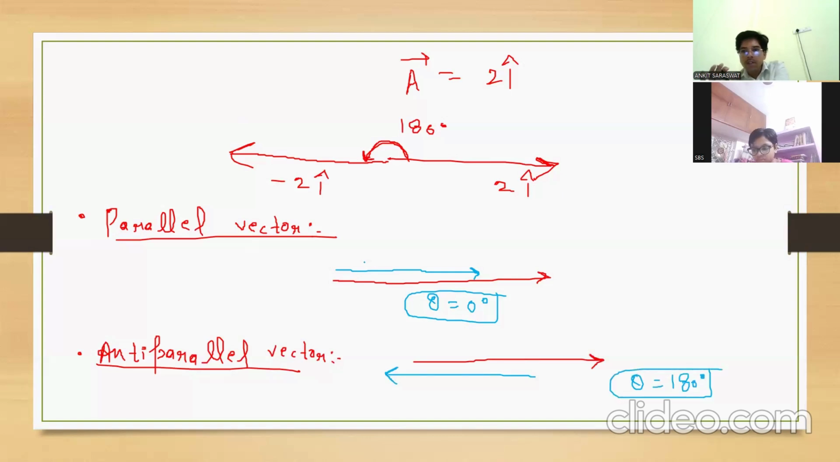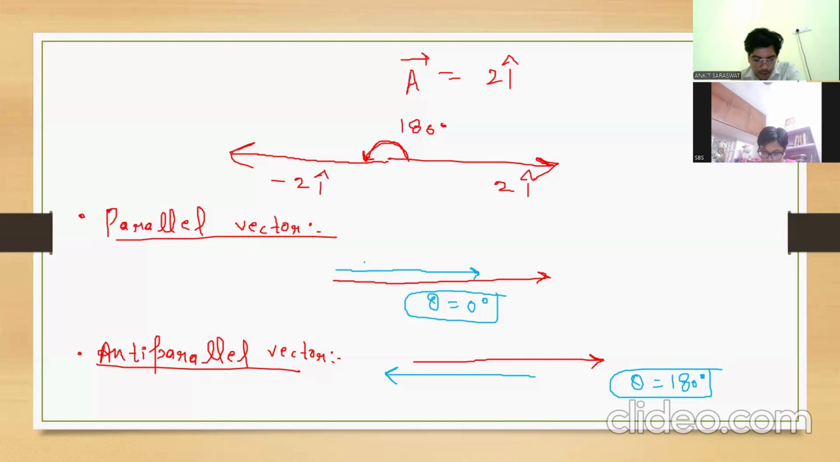They can have equal magnitude, or it may or it may not be. I'm not saying anything regarding equal magnitude. I'm simply saying if theta is 0 degree, then we say it is parallel vector. Clear? Then only they have same direction. Anti-parallel means opposite direction, theta is 180 degree. That is only.